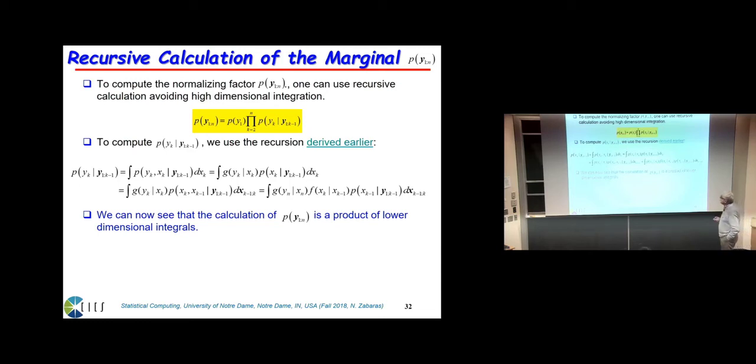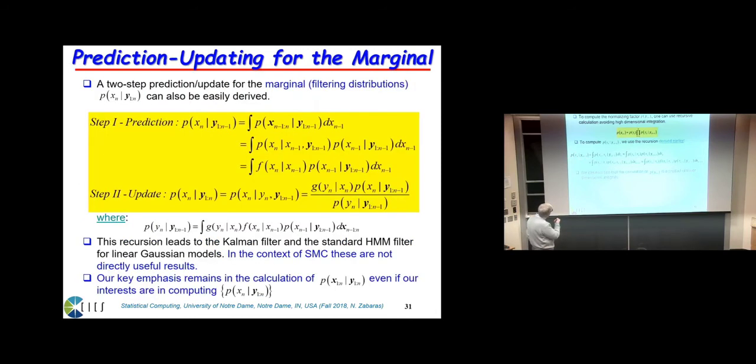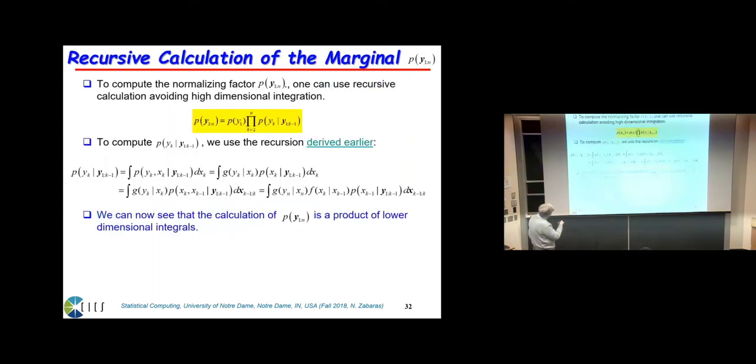But as generic as it looks, in computing the marginal posterior, this is what we needed. This is the proof of the equation I had on the previous slide, that this involves only two-dimensional integrations.